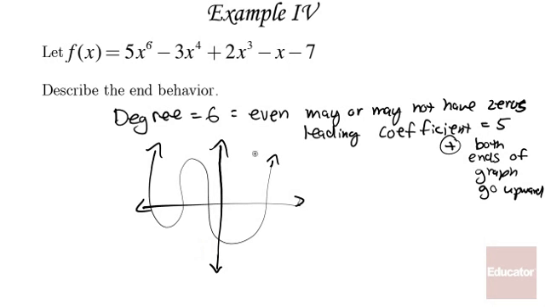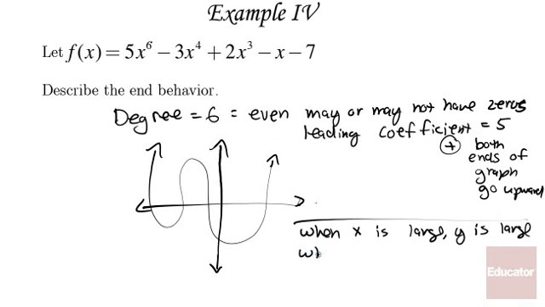Now, what does that tell me about the end behavior? What this tells me about end behavior is that when x is large, way out here, y is large, or the function is large. When x is very small, way out here, has small values, y is large. So at both ends, x very large or x very small, the function has large values. And that tells me about the end behavior. And I was able to figure that out by realizing this is an even degree, and it is a positive leading coefficient.